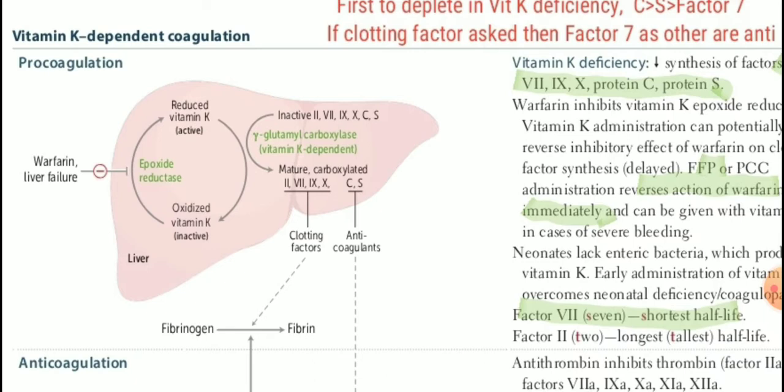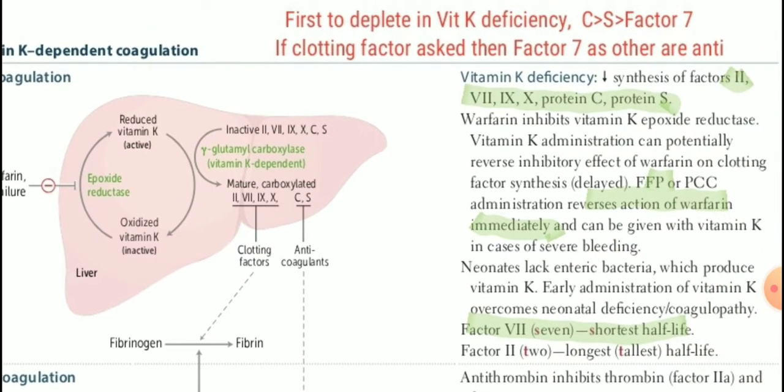If they ask which coagulation factors are activated inside the liver by vitamin K, or synthesized, in fact both are right words, but activation is better. These are 2, 7, 9, 10, and protein C and protein S. Protein C and protein S, the anticoagulants, have the shortest half life.